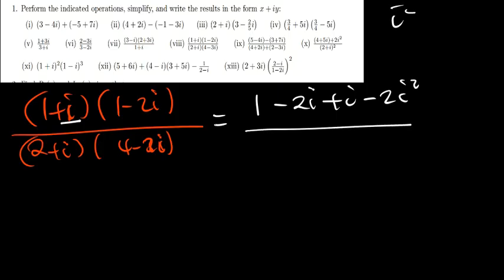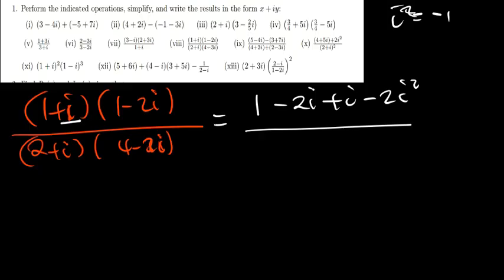So I'm going to say 1 times 1 is 1, then 1 times 2i is 2i. Next, i times 1 gives plus i, then i times negative 2i is negative 2i squared. Remember, where there is i squared, we replace it with negative 1.